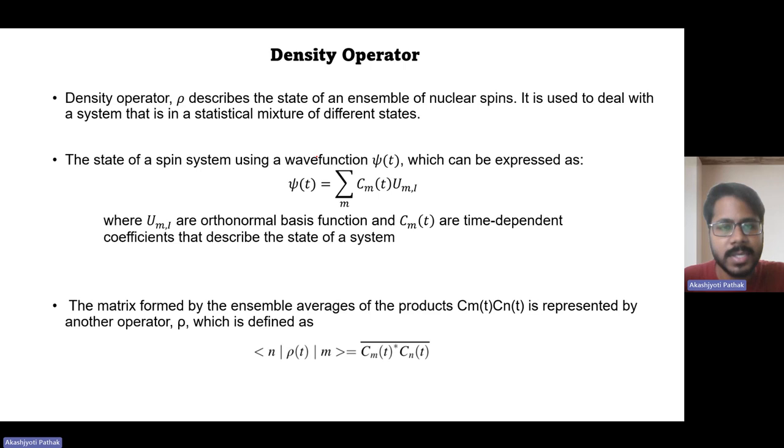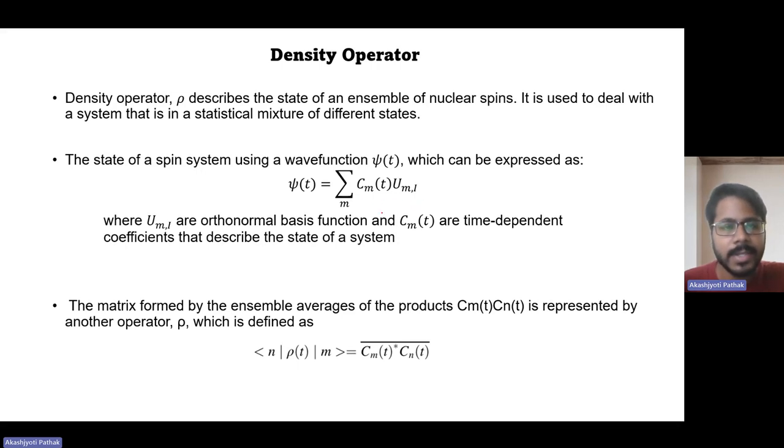The state of a spin system is described using a wave function psi of t, which can be expressed as psi of t equals the summation over m of cm of t times um. So what is um over here? The um are orthonormal basis functions, and cm of t are time dependent coefficients that describe the state of the system. So if you want to describe a nuclear spin system, then it is described by this wave function, which is this summation over m. What is m over here? M is the collective number of nuclear spins.